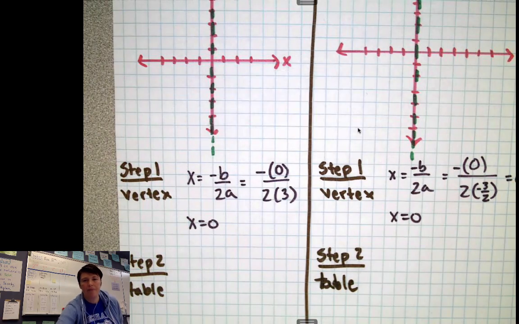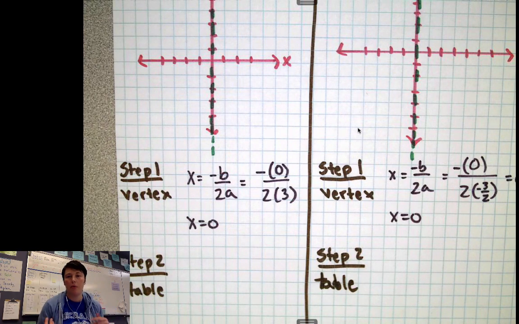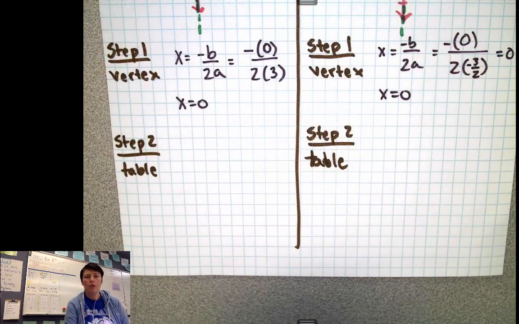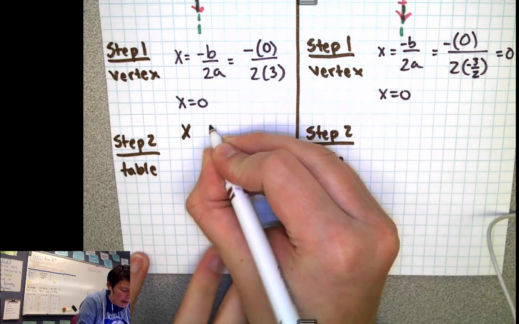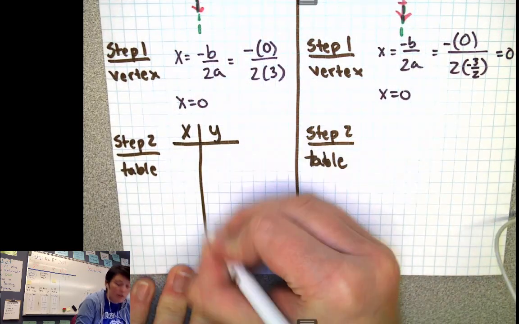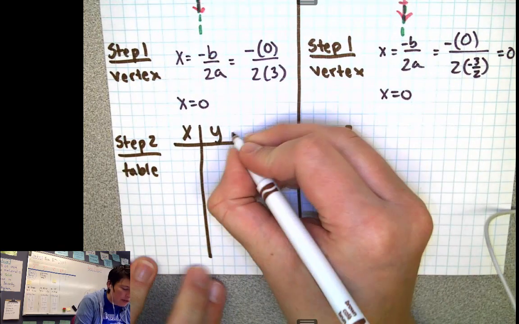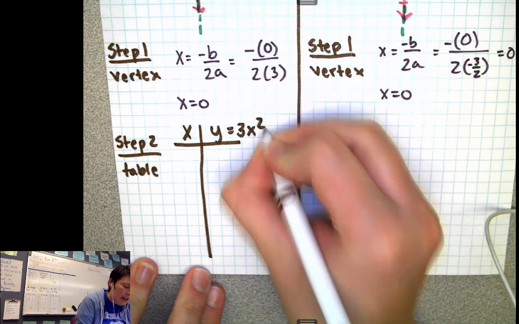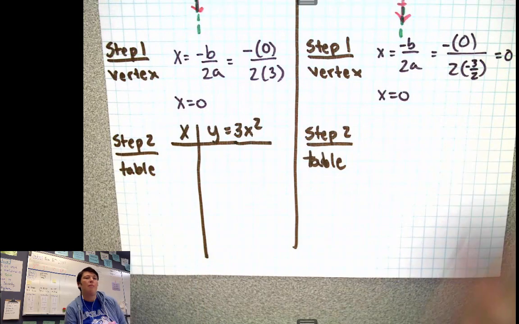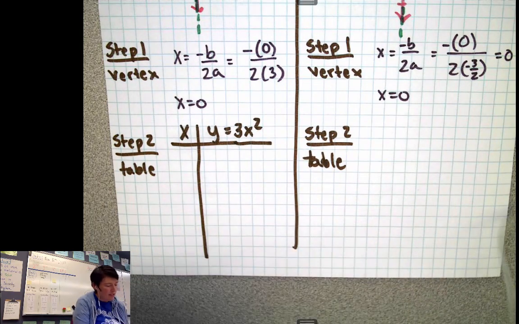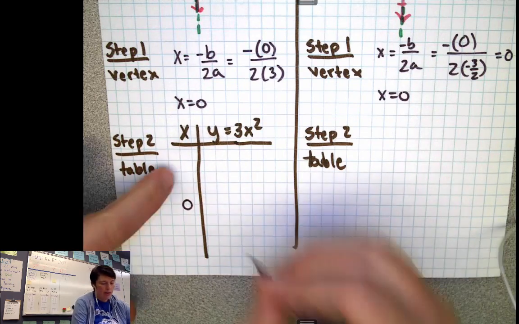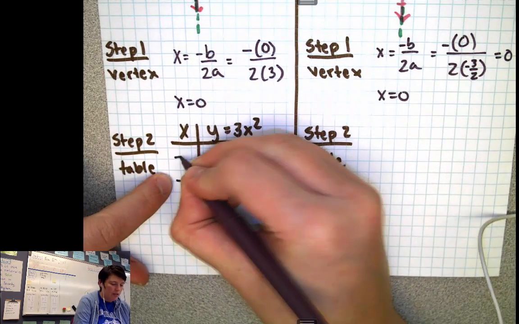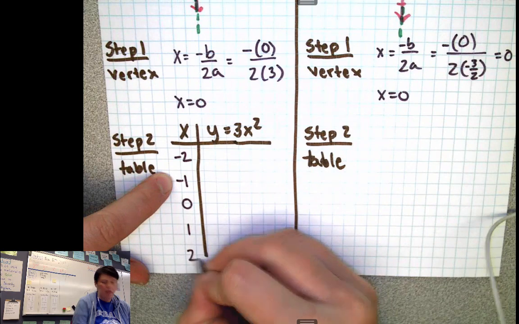All right. Okay, so let's get these 2 tables all set up and we'll see what they look like. So I'm going to start with this one first. We're going to do x and y. Remember what our equation is. It's y equals 3x squared. And remember our symmetry is happening at x equals 0. So in my table, 0 would have to be the middle number. So I'm going to go back to -1 and -2 and forward to 1 and 2 like this.